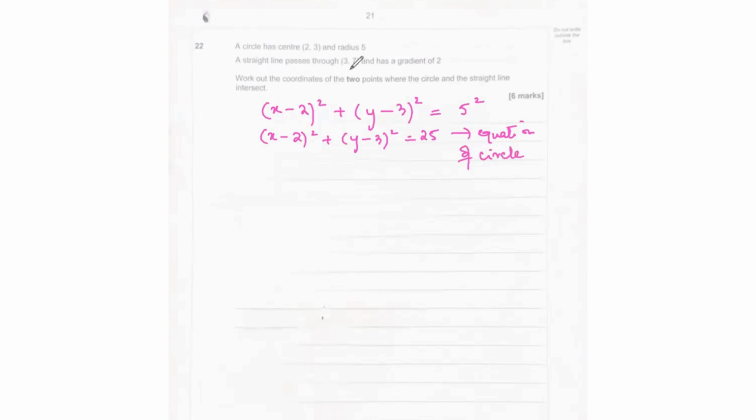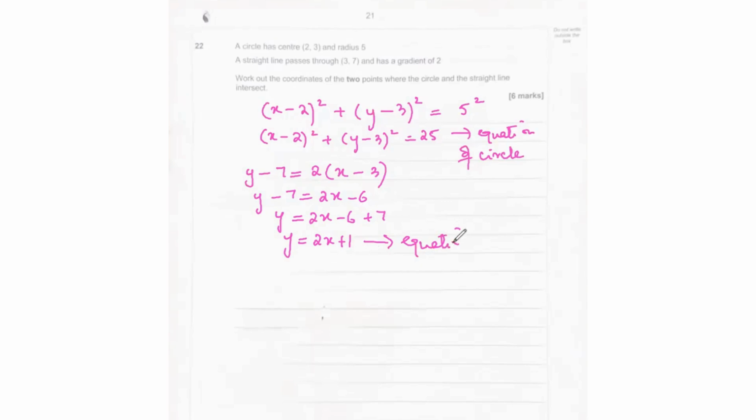Now for the line, it says that it passes through 3, 7 and has a gradient of 2. We can create the equation of the line as well. y minus 7 equals 2 times x minus 3. I'm using point slope form because you have a point and a slope. So y minus 7 equals 2x minus 6. y equals 2x minus 6 plus 7. And that's y equals 2x plus 1. That is your equation of the line.